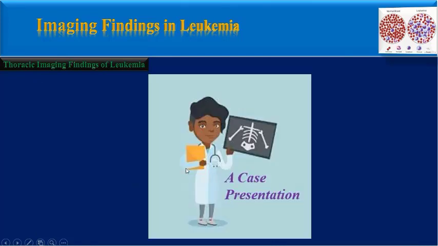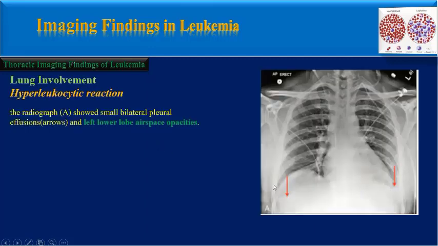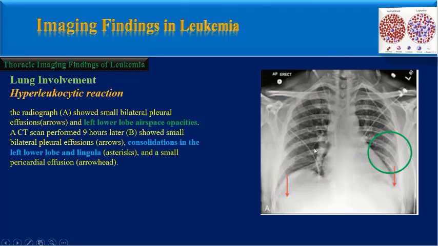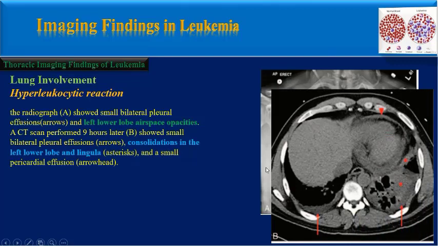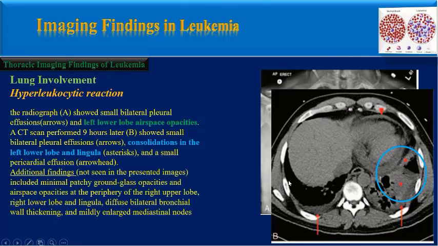Now, a case presentation of hyperleukocytic reaction. This chest X-ray shows small bilateral pleural effusions and left lower lobe airspace opacities. A CT scan performed 9 hours later shows small bilateral pleural effusions, consolidation in the left lower lobe and lingula, and a small pericardial effusion. Also, there were additional findings which we cannot see in this presented image.